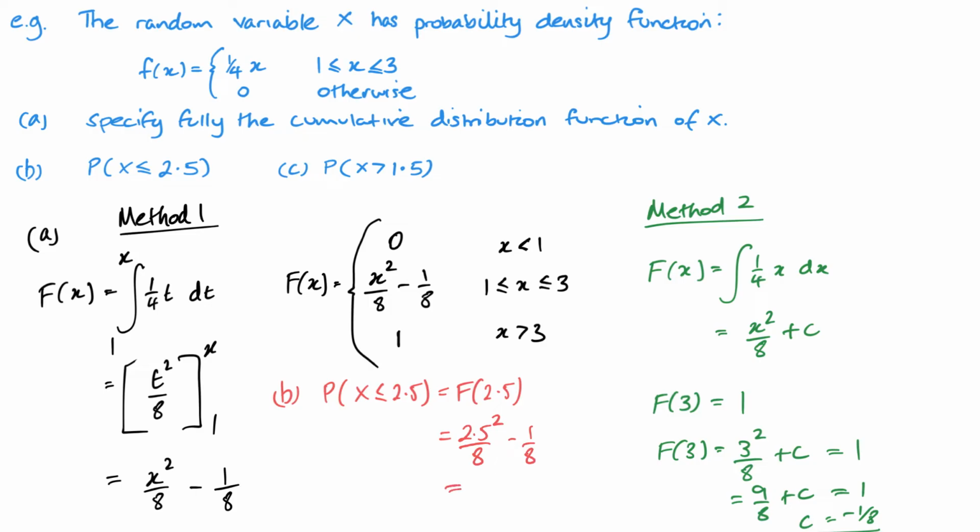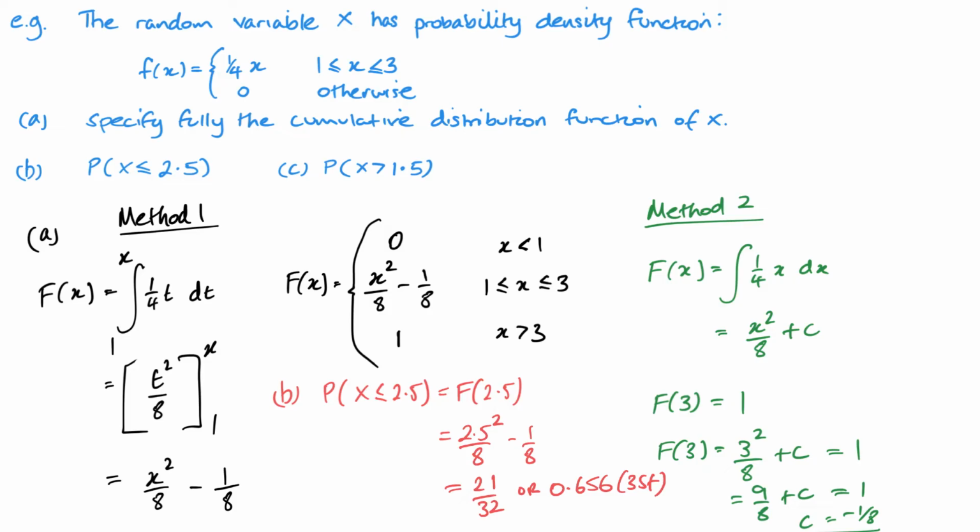And all I need to do now is just go to my calculator. And that gives me 21 over 32. Or if you want it in decimals, 0.656 to 3 significant figures.